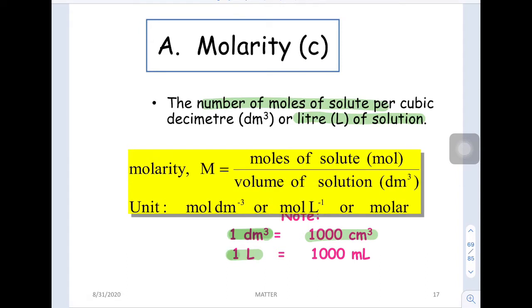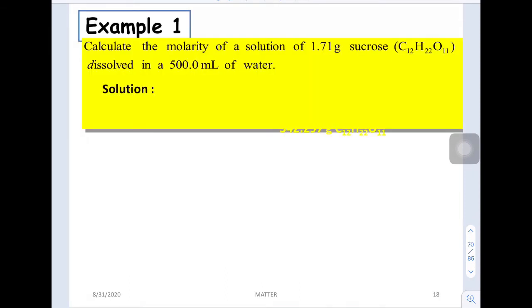And we also know that 1 liter is equal to 1000 ml. So that 1 cm cube is actually equal to 1 ml. So the unit of the molarity will be mole per dm cube or mole per liter, or we also can write it as molar. Let's look at the example.